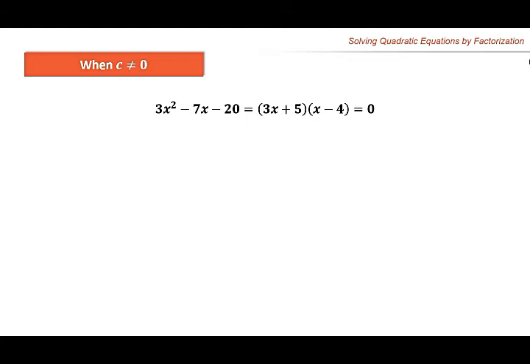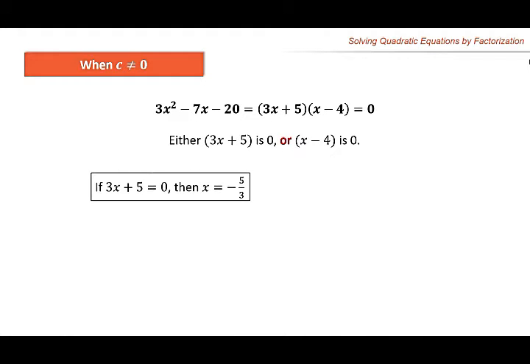When you multiply two numbers and get 0, what does that tell us? It tells us that at least one of the terms must be equal to 0. Think about this statement for a moment and convince yourself that this is true. So, that means that either x minus 4 equals 0 or 3x plus 5 equals 0.